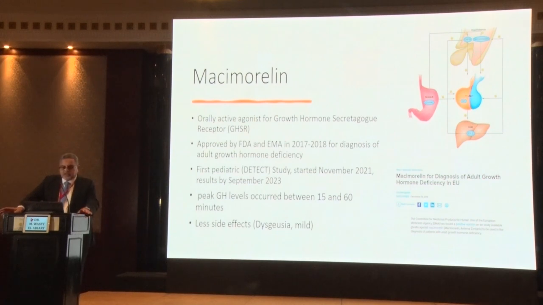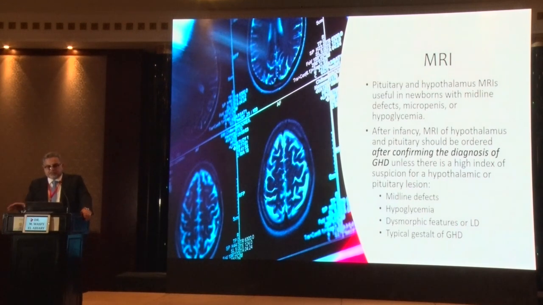You can get the peak levels at about 15 to 60 minutes, whereas the typical provocation test takes about 2.5 to 3 hours. It has fewer side effects; dysgeusia is the most common, which is just an altered taste, and it is transient. MRI of the pituitary and the hypothalamus is very useful, and it should be done when you are confirming the diagnosis, to find the cause and see exactly where you stand. It's also important in midline defects, hypoglycemia, dysmorphic features, or the typical gestalt of growth hormone deficiency.